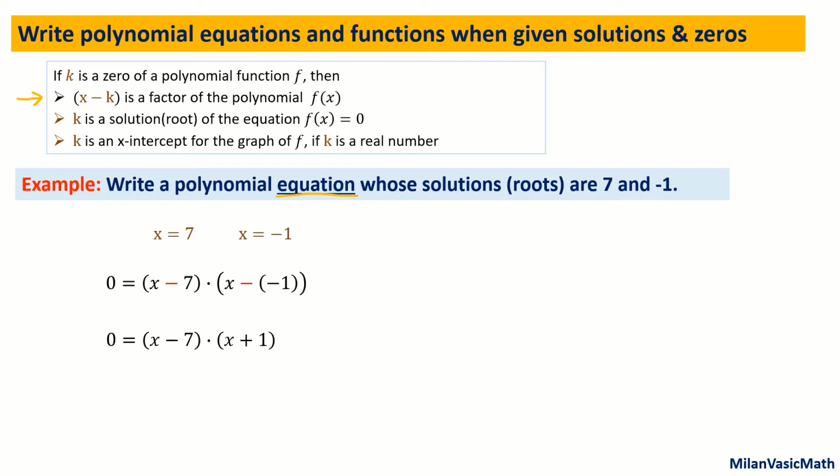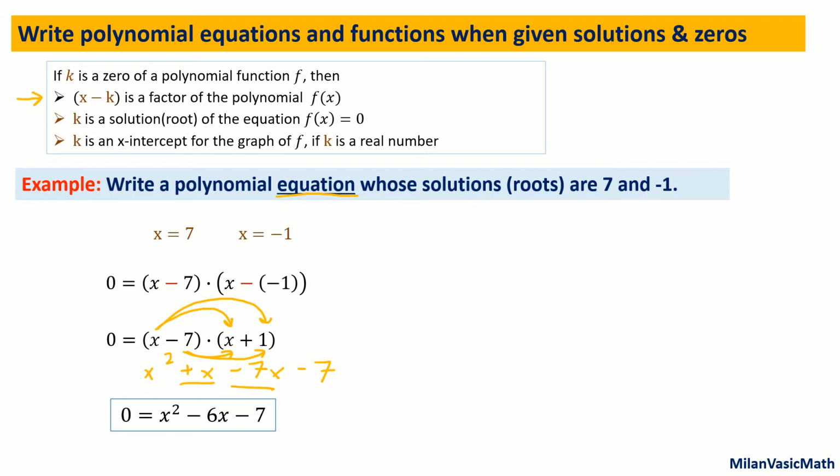All right, I went ahead and did the next part. So x minus -1 becomes x plus 1. And now we just have to distribute. So we have x times x is x squared. X times 1 is 1x. -7 times x is -7x. And then -7 times 1 gives us -7. We combine the middle terms and we get our final answer. So our equation is x squared minus 6x minus 7 equals 0.